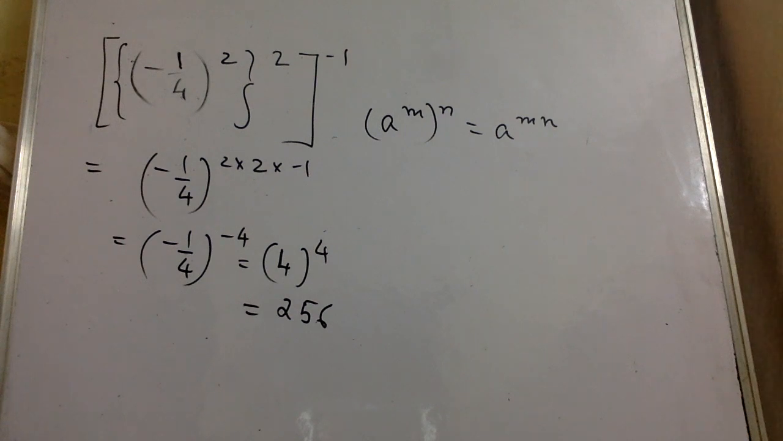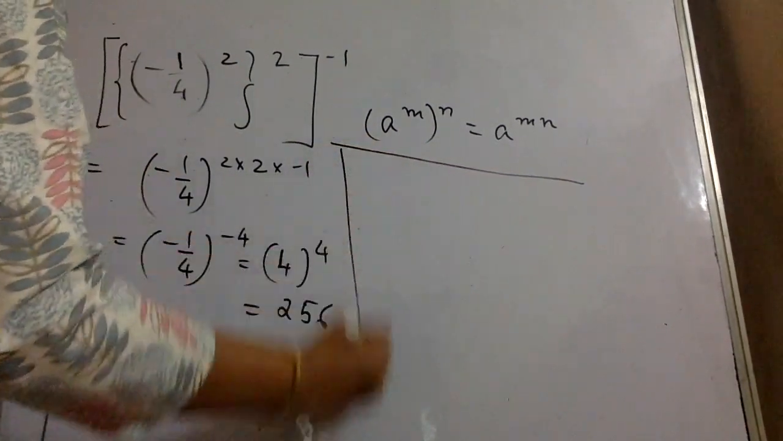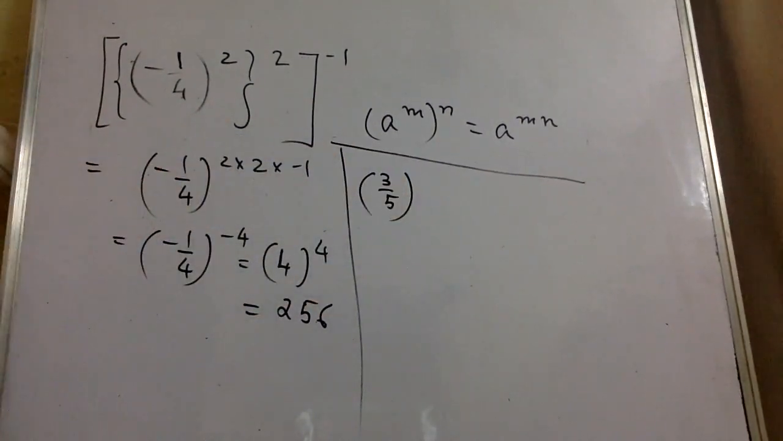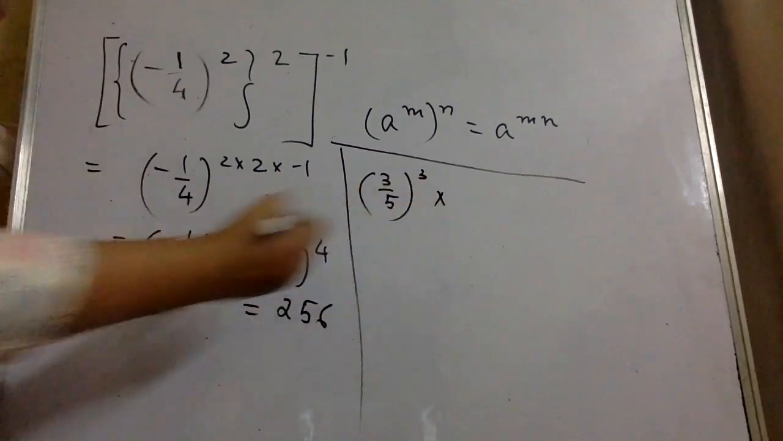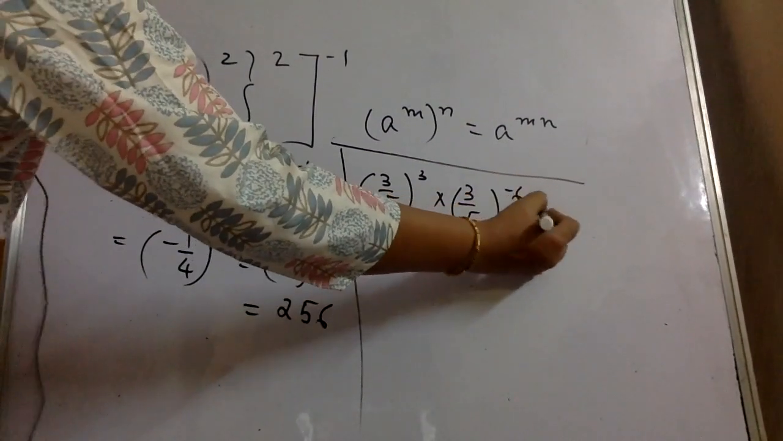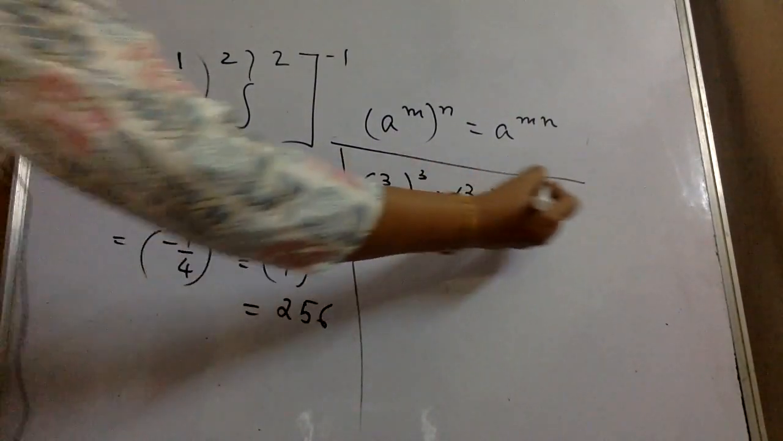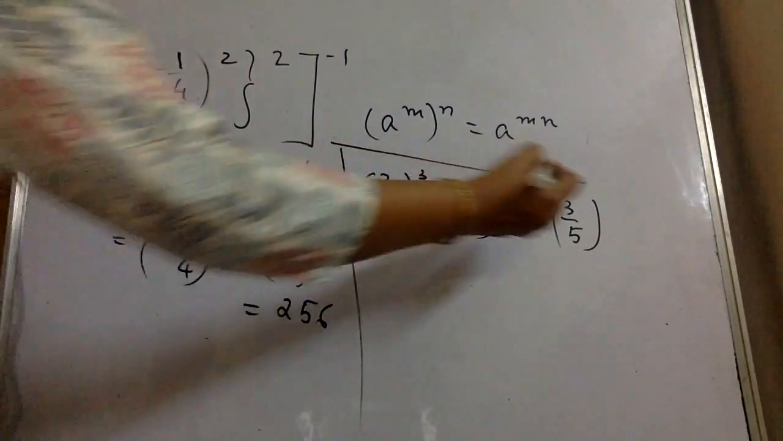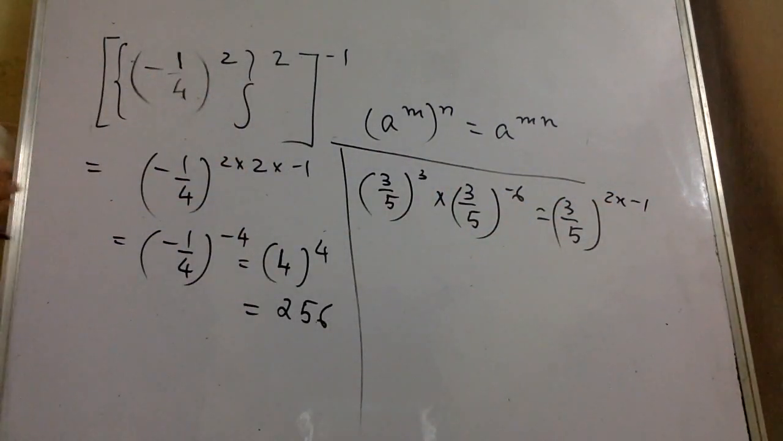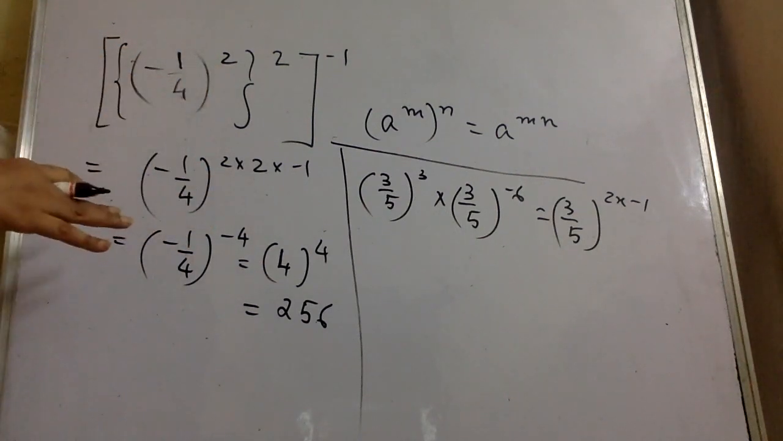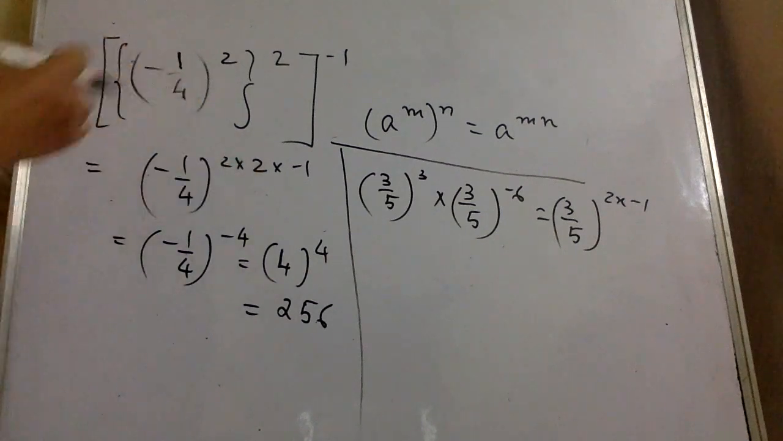Now this is a very common question, very commonly asked in the question paper. This is, see, 3 by 5 to the power 3 into 3 by 5 to the power minus 6 is equal to 3 by 5 to the power 2x minus 1. Now the moment we see this sum, we have to note one thing, that the powers are different definitely, but the bases are same on both sides of the equal to sign.